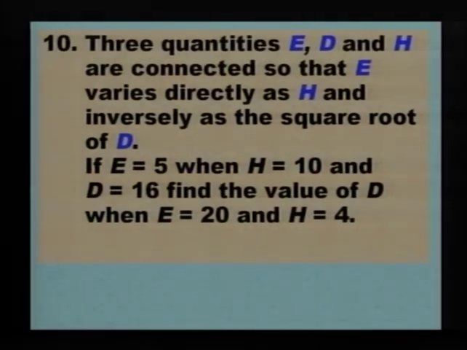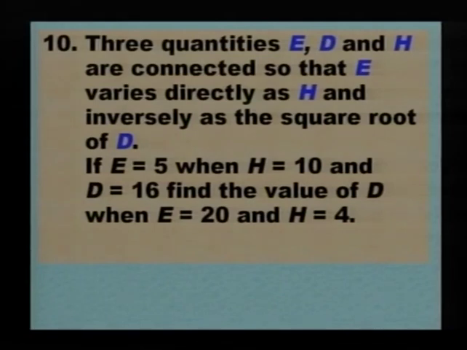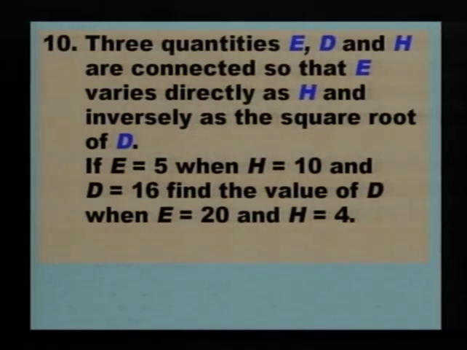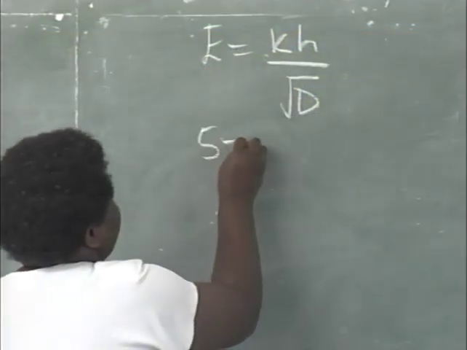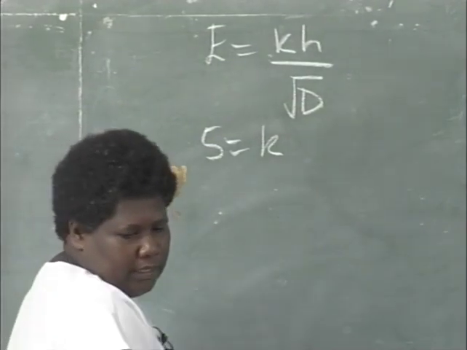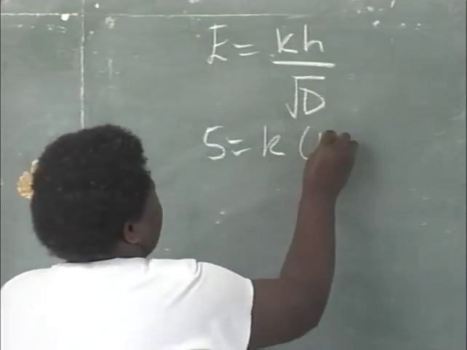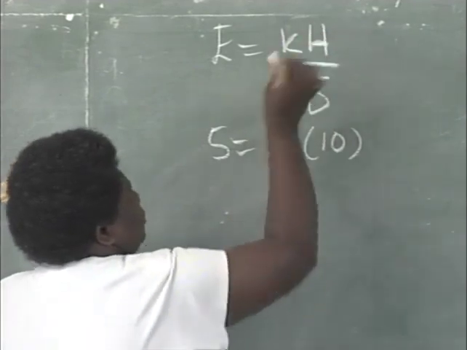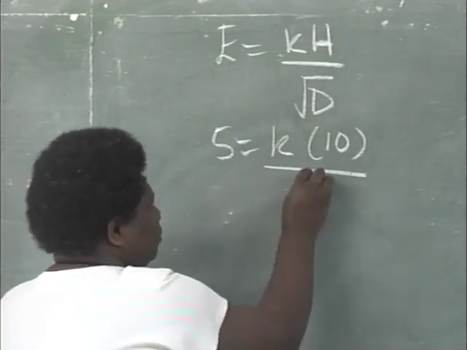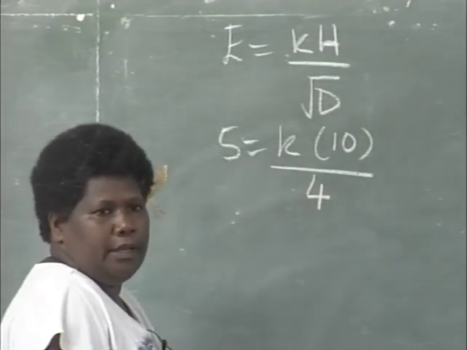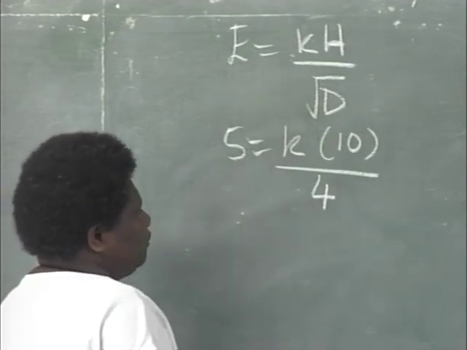E and H are connected so that E varies directly as H and inversely as the square root of D. You are told E is 5 when H is 10. Sorry, it's supposed to be capital letter H. And D is 16. The square root of 16 is going to be 4, so I'm going to write 4 here. Okay, if I replace that by 16, I get 4.